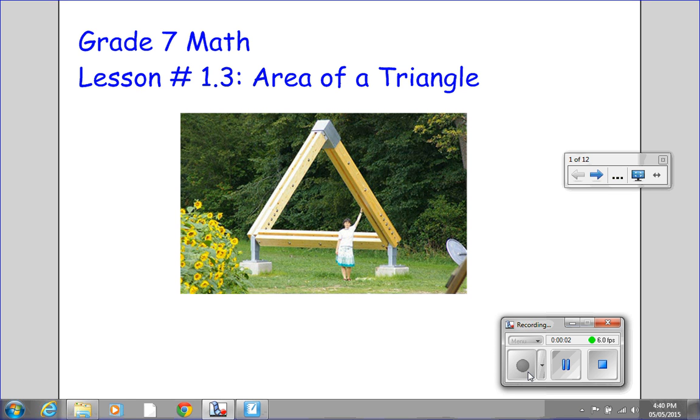Welcome back to Grade 7 Math, lesson number 1.3, Area of a Triangle. Now, before we continue, if you have not watched the video for lesson number 1.2, you must close this video, go back to YouTube, and watch lesson number 1.2, Area of a Parallelogram. It's really important because the things that were covered in the lesson 1.2 video really feed into this video.